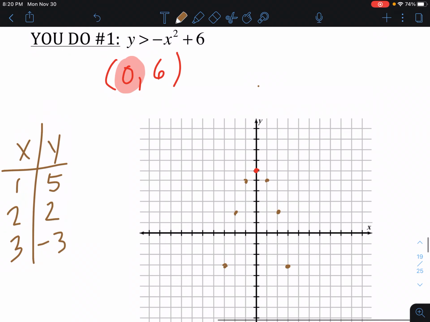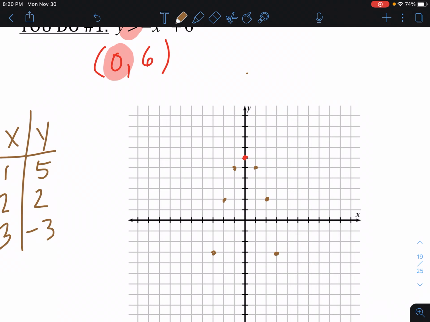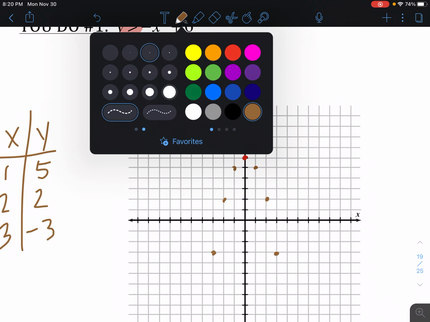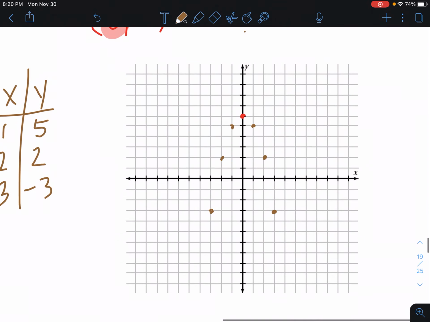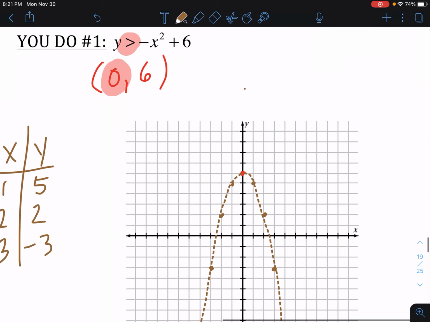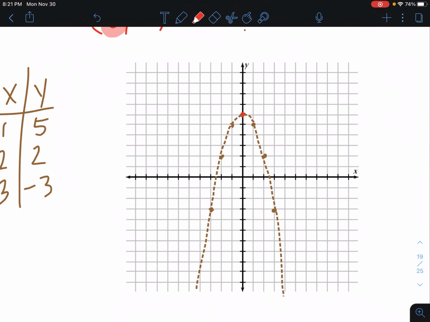All right, do we have a solid or dashed parabola? So you're going to look here. That's greater than, so that's going to be a dashed. There's no underline there. And the shading. Greater than, that would be shade above the parabola.